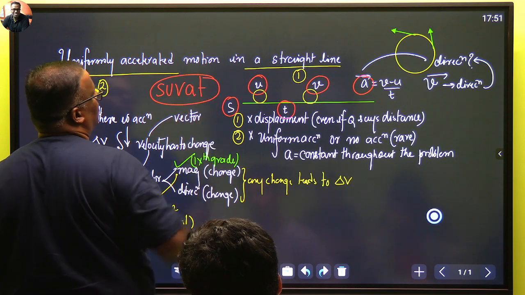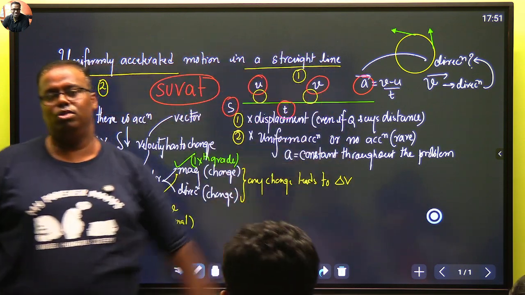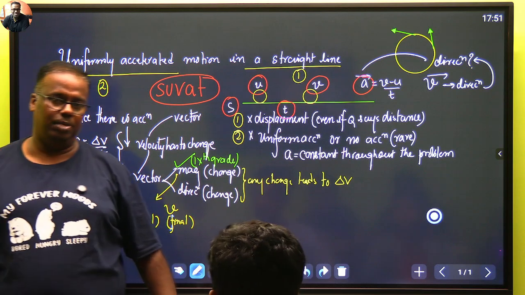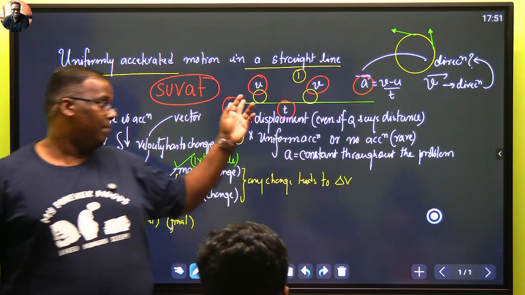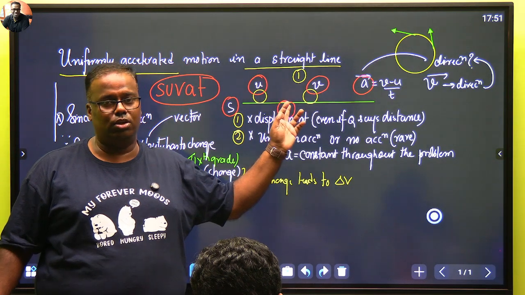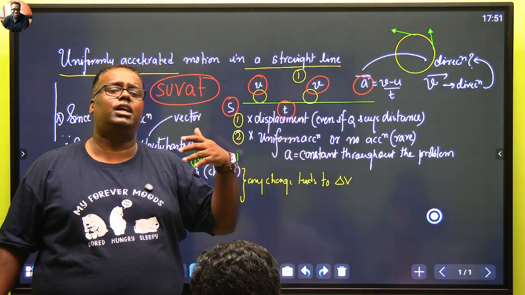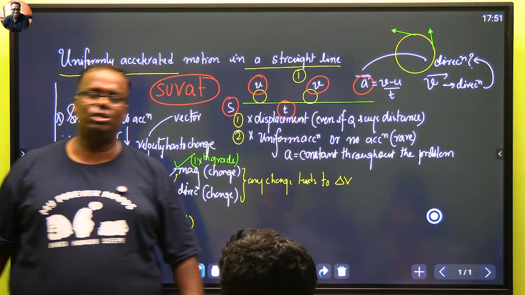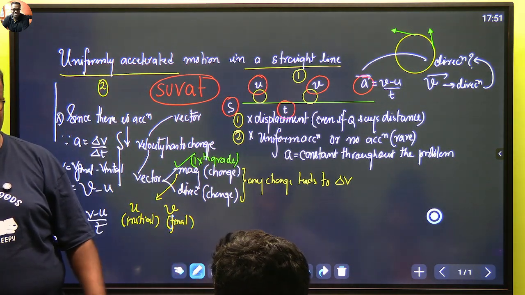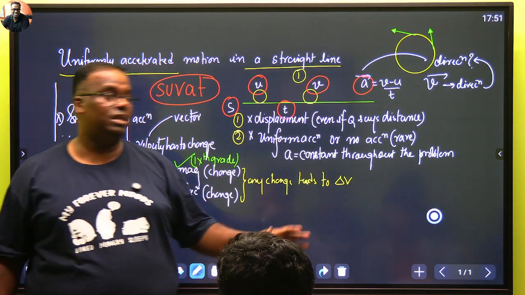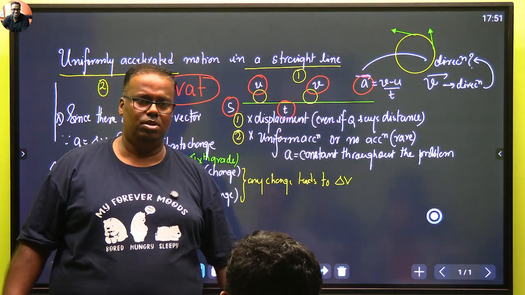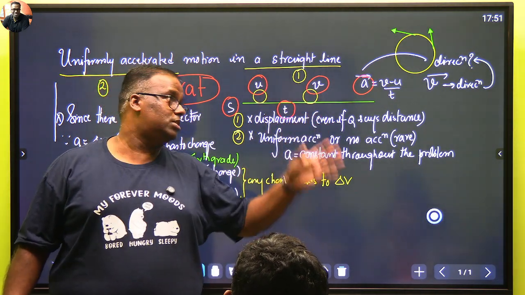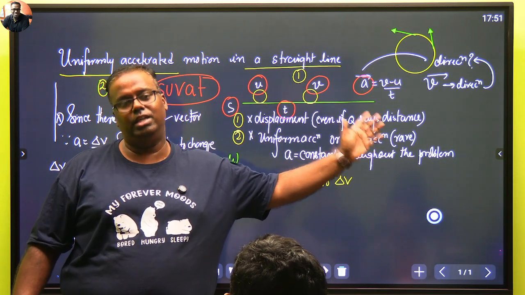They are applicable only when the condition is uniformly accelerated motion in a straight line. If this criteria is not met, say suppose this car's acceleration is not constant. An aircraft taking off from a runway doesn't go with constant acceleration. The acceleration is not constant. Then in that case, can SUVAT be applied? No, simply no. Only when acceleration is constant and the motion is in a straight line, then only.